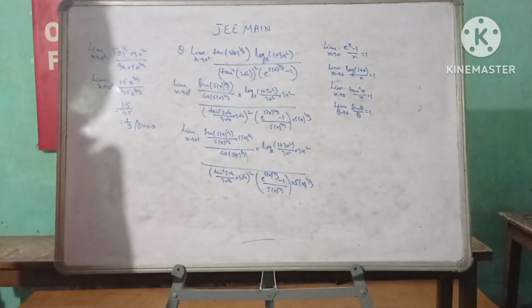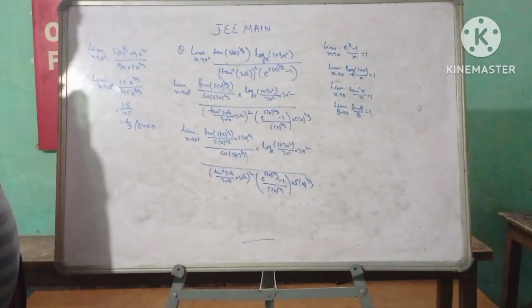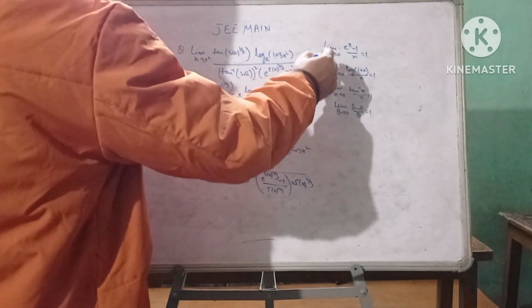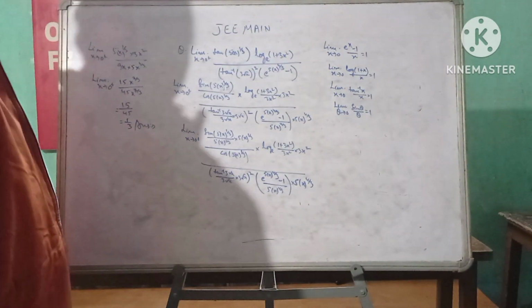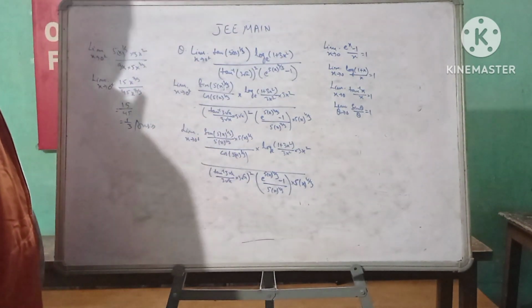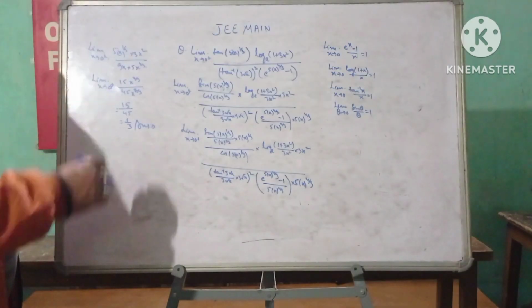So this is also a JEE Mains question. So here the only thing is that four different limit formulas are used to solve it. So this is how we are going to solve this question.